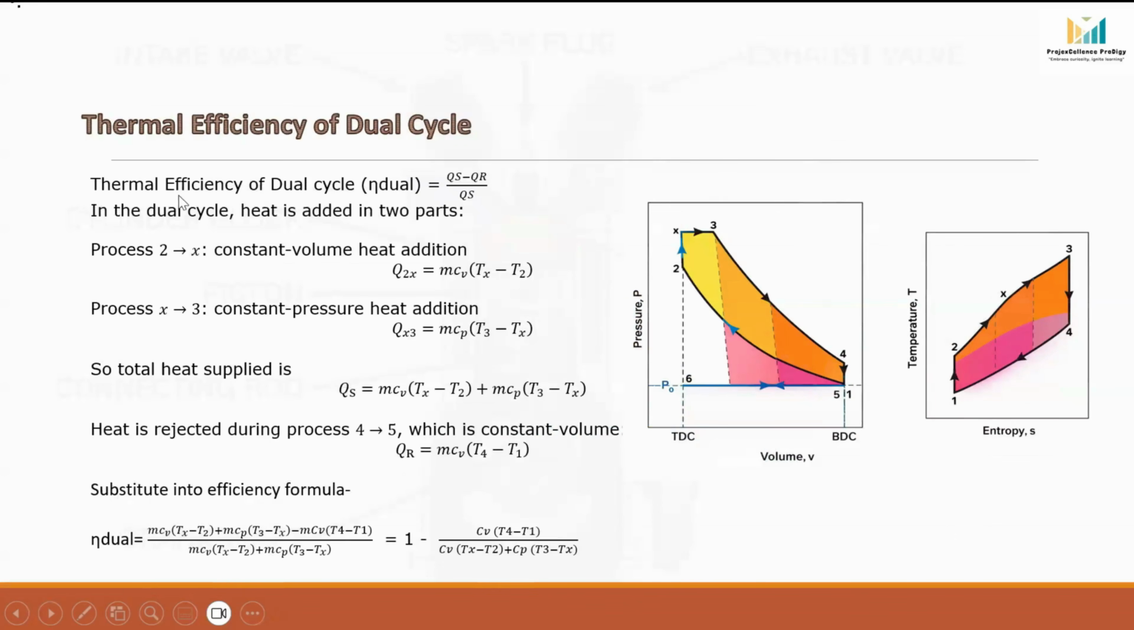Now let's derive the thermal efficiency of the dual cycle step by step. We start with the basic definition of efficiency. Efficiency equals heat supplied minus heat rejection divided by heat supplied, QS minus QR divided by QS. In the dual cycle, heat is added in two stages. First, for process 2 to x, heat is added at constant volume, which is mCv (Tx minus T2).